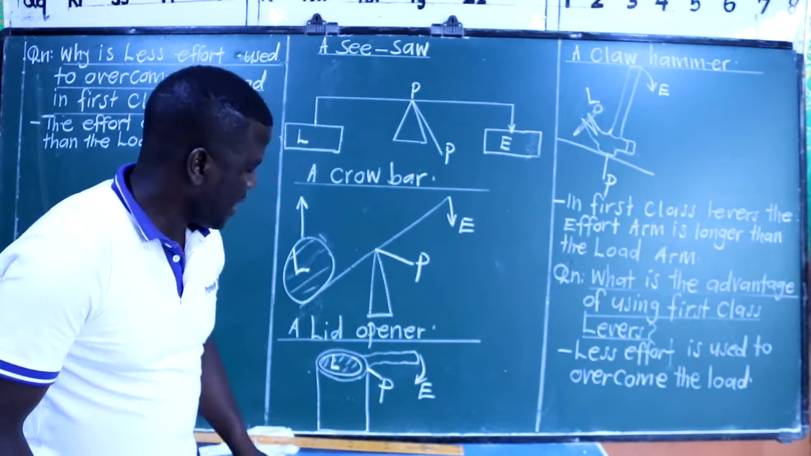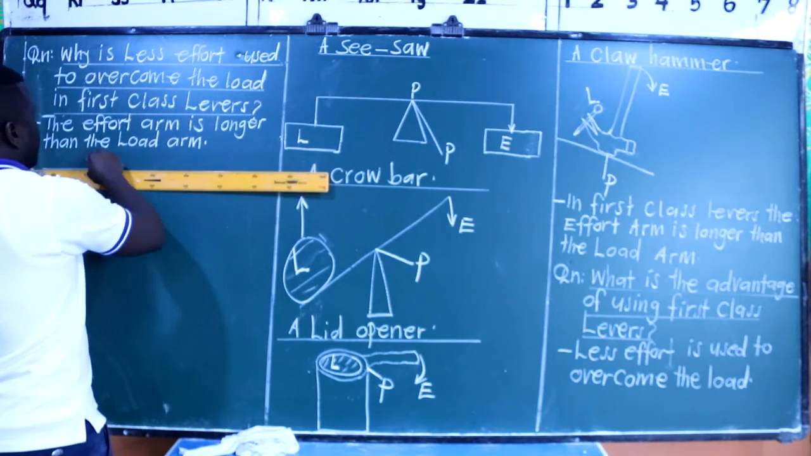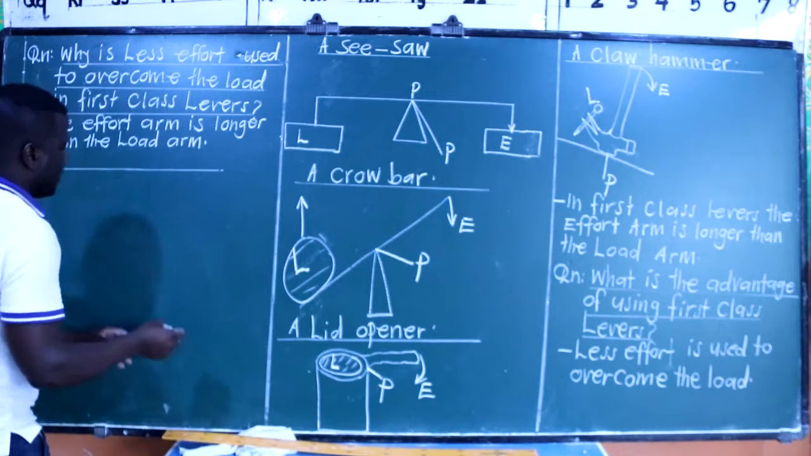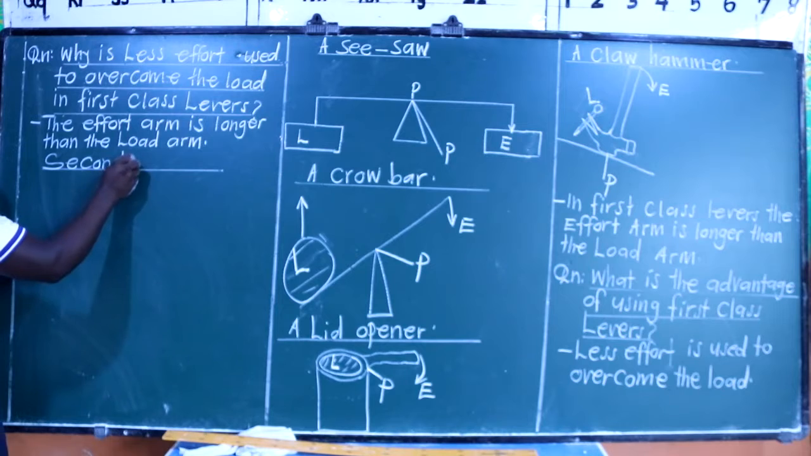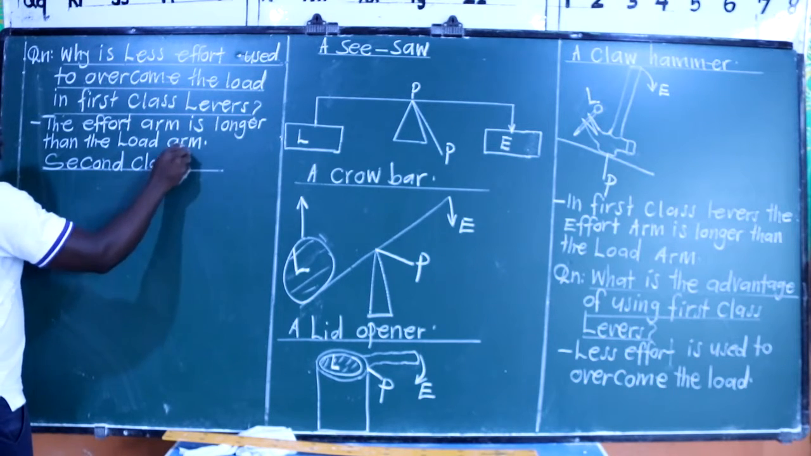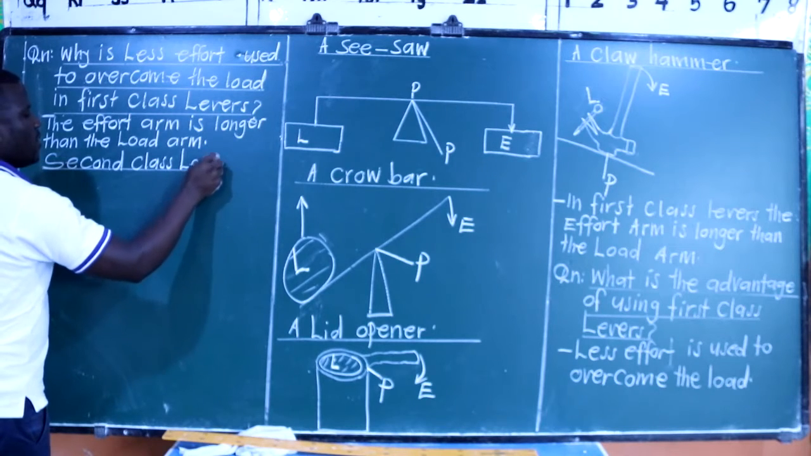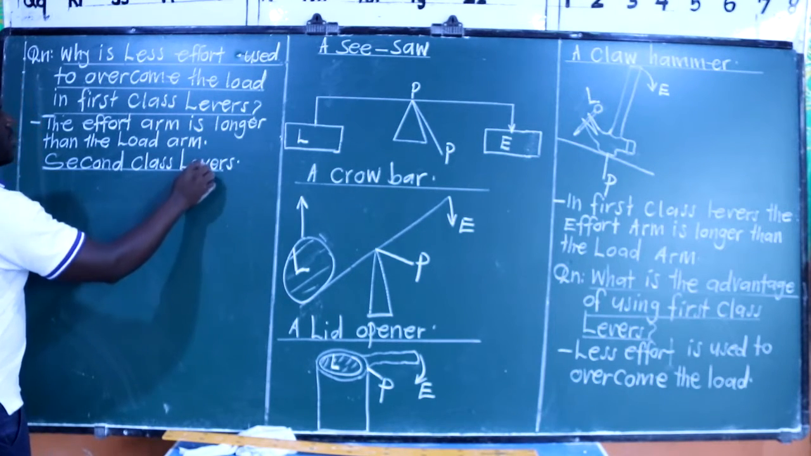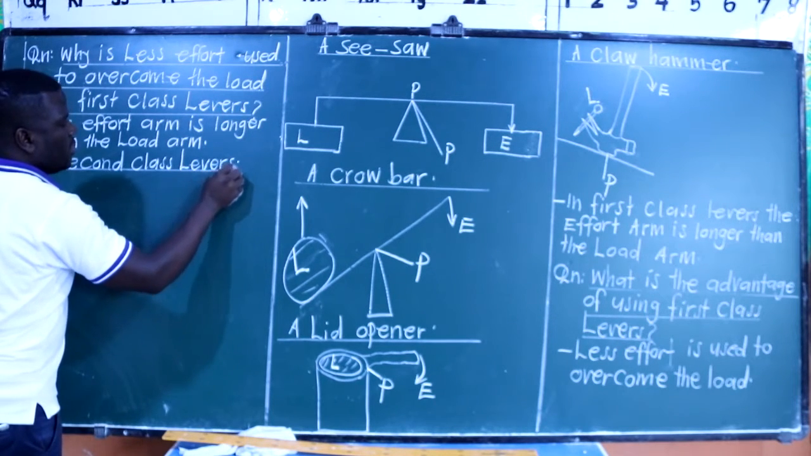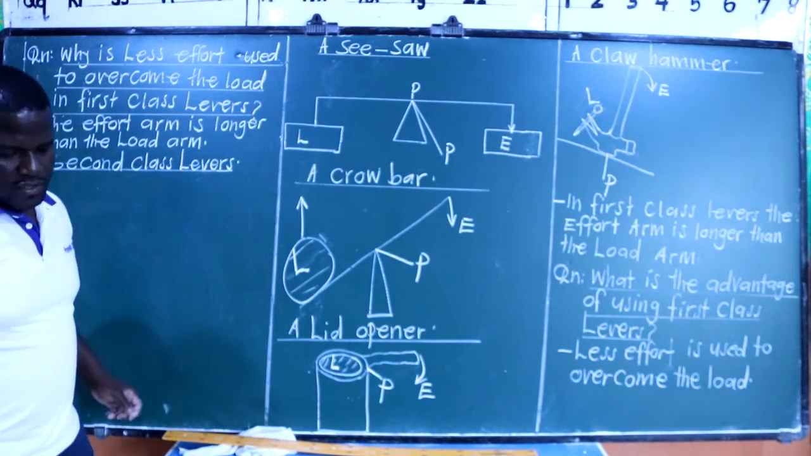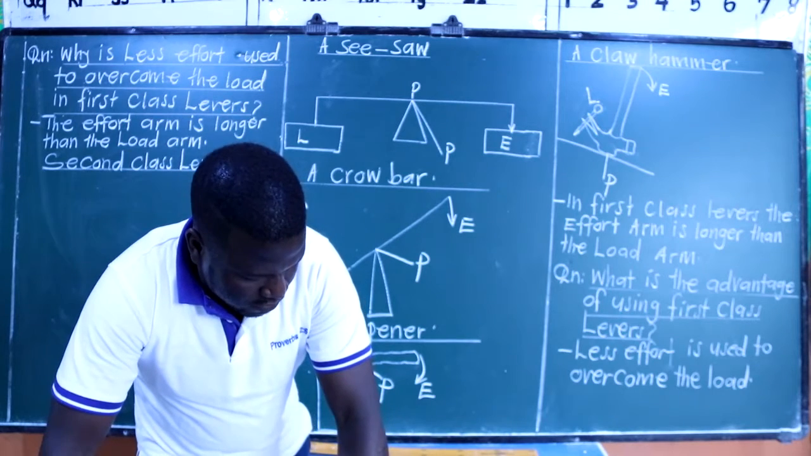Next, we look at second-class levers. We have already looked at first-class levers. Now we look at second-class levers. With second-class levers, the load is in between the pivot and the effort.